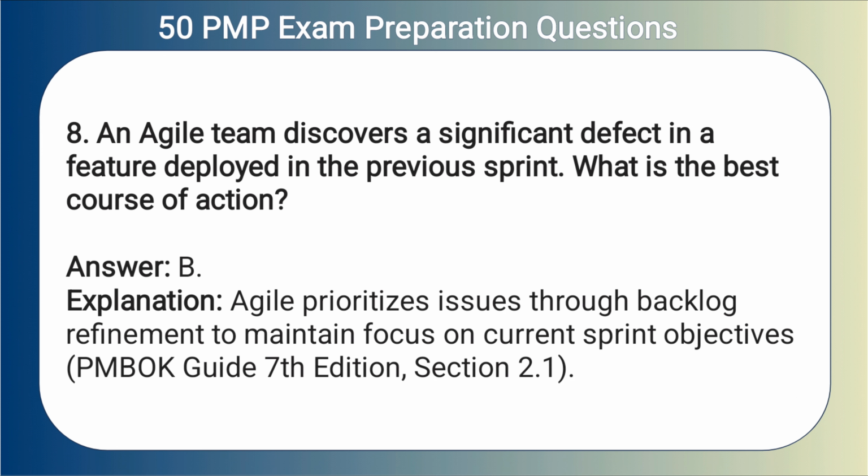Answer: B. Explanation: Agile prioritizes issues through backlog refinement to maintain focus on current sprint objectives.